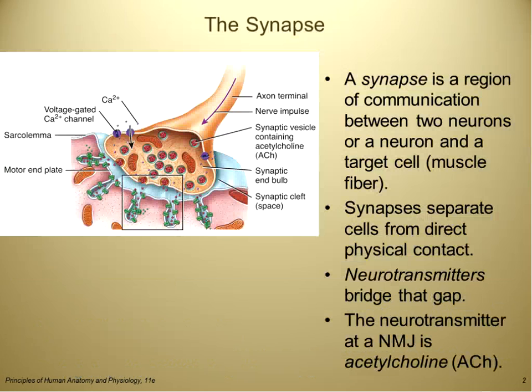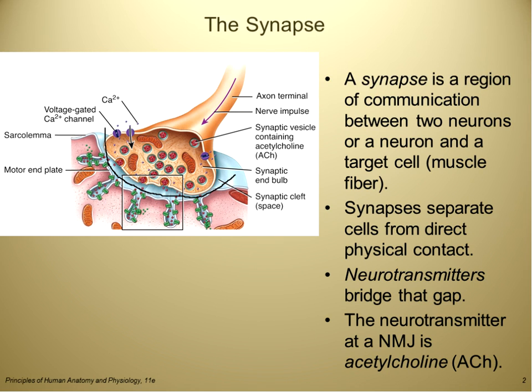In general, a synapse is a region of communication that can occur between two neurons or a neuron and a target cell. In this case, the synapse is between the neuron and the skeletal muscle. So it's called the neuromuscular junction, and it's a type of synapse. Synapses are separated by little clefts or spaces. In this case, it's the space between the neuron and the muscle.